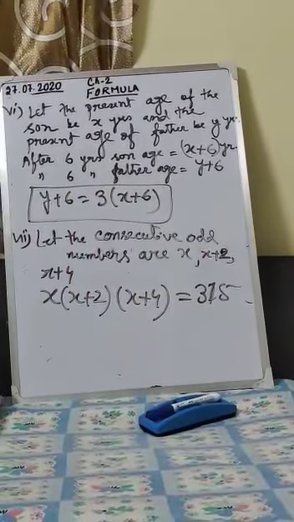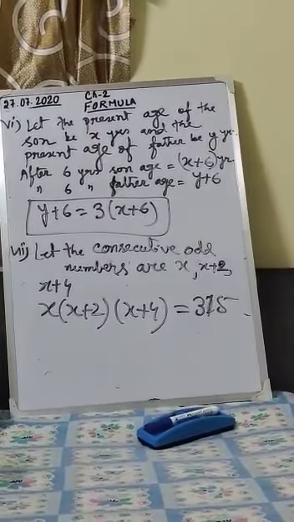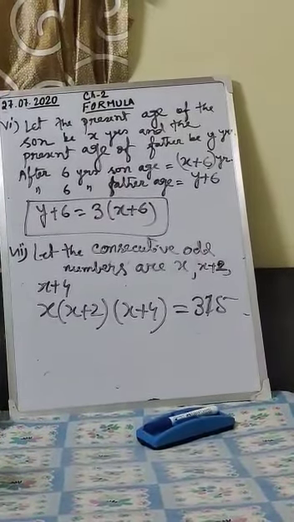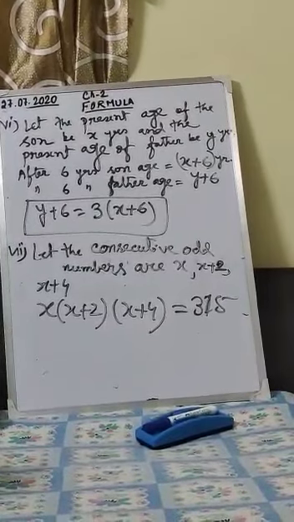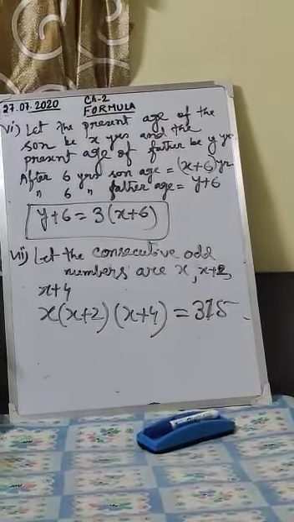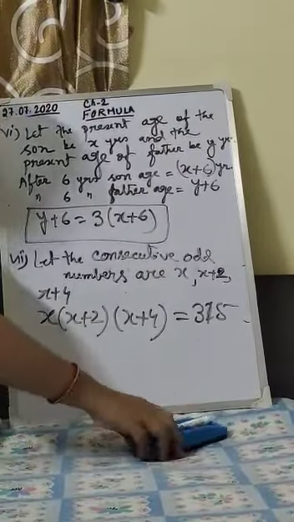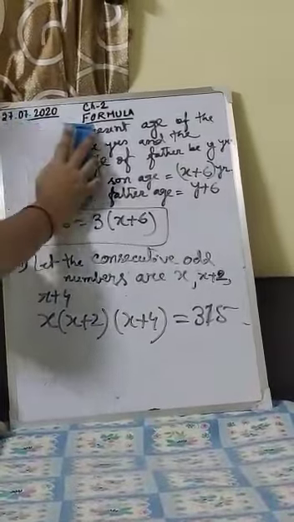The last one says that Kamal went to the market with rupees y. He bought 2 pens of rupees x each and 3 pencils of rupees x minus 1 each. He had rupees 8 still with him. What is the relationship? First I rub the board.